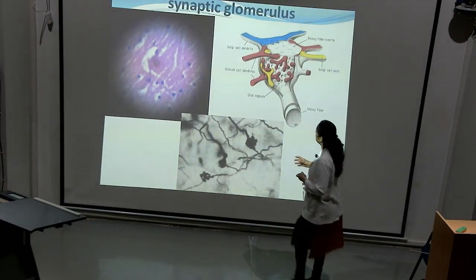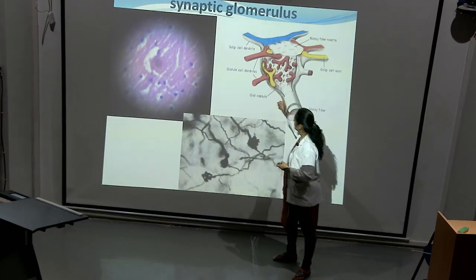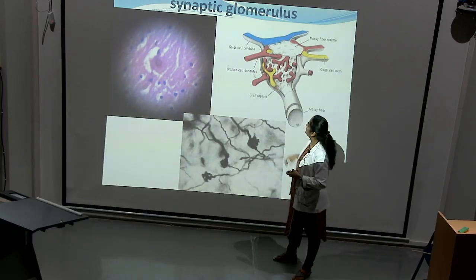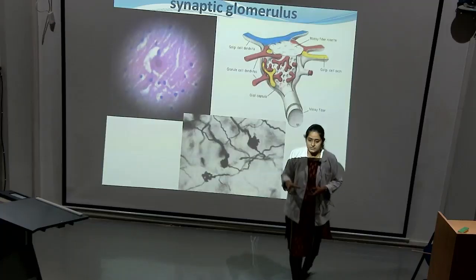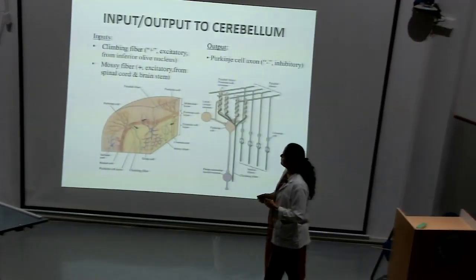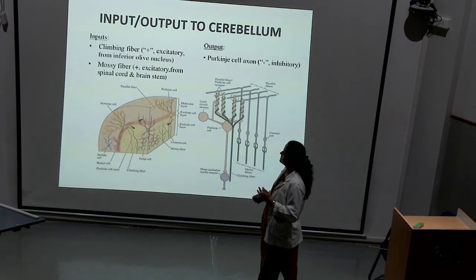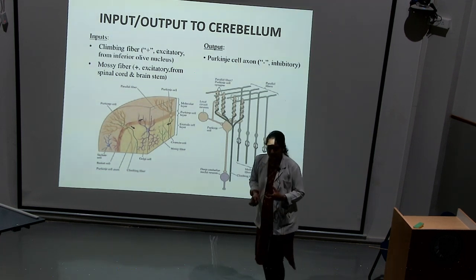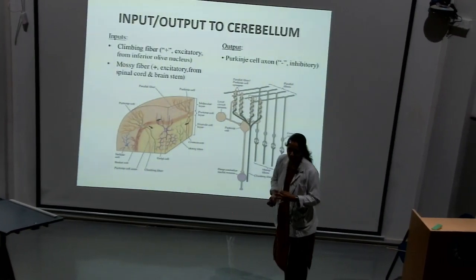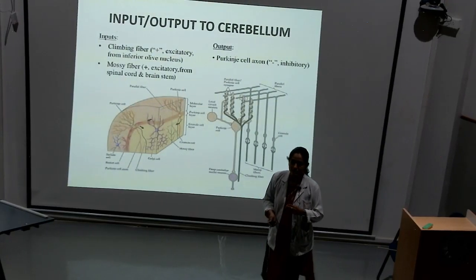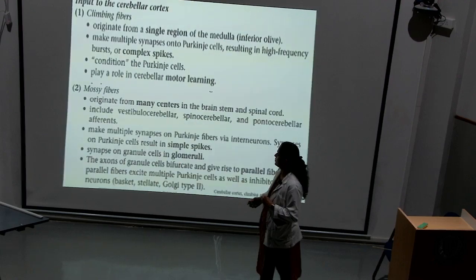So this is the rosette you are going to see here. These are the axons of the Golgi cells, dendrites of the granular cells, along with the rosette formed by your mossy fibers. So, the final input: input to the cerebellum is through the climbing fibers, which are excitatory, coming from the inferior olivary nucleus, and mossy fibers, which are also excitatory but come from all parts of the brainstem and spinal cord. The final output is from the Purkinje cell, which comes as an inhibitory response.